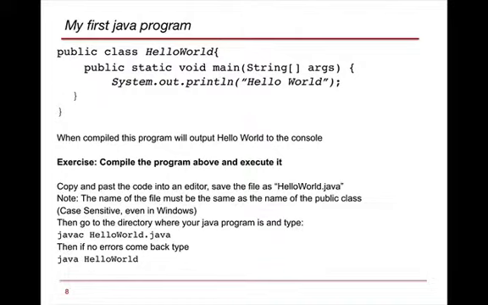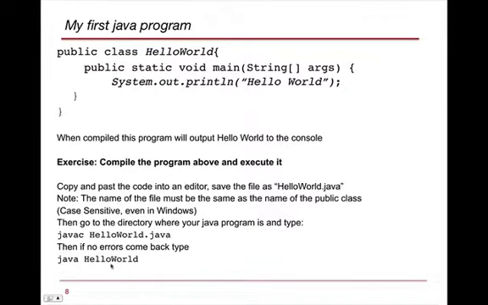Then what you do is you have this method here, public static void main, String args, and we will write this code System.out.println("Hello World"). This is the code that will actually execute. When we compile this program, it will output Hello World to the console. So what I'd like you to do is to take this code, put it into a text editor, save it as HelloWorld.java, okay? And then in that same directory, you will type javac HelloWorld.java. And if no errors come back, type java HelloWorld, and you should see the resulting output.